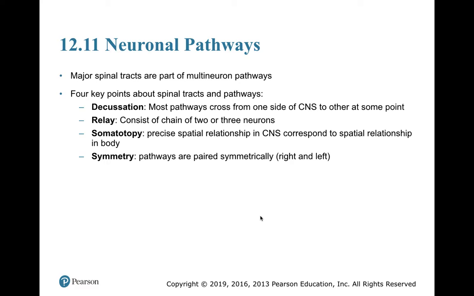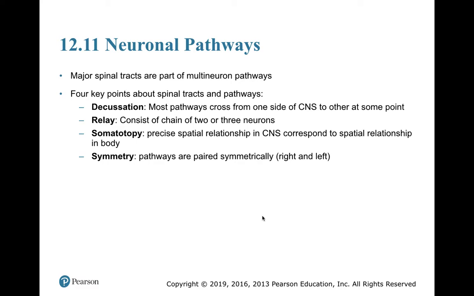and pathways. Decussation, we mentioned it before. That's a place where things cross over from one side to another. And most of these pathways cross from one side of the central nervous system to the other. And you can probably figure that out when you realize the brain is wired contralaterally. There are also relays. Relays are chains of at least 2 or 3 neurons. One passes a message to the other, a relay.